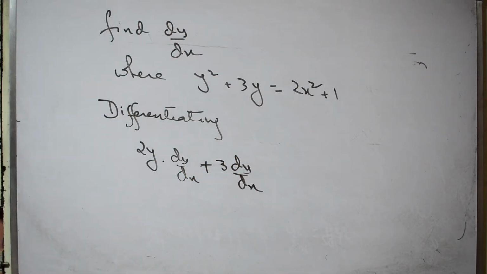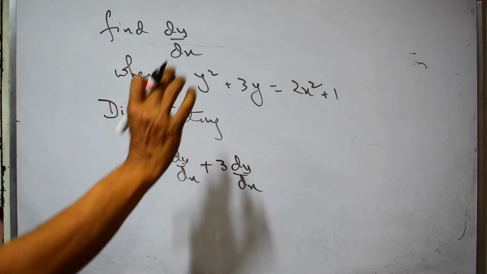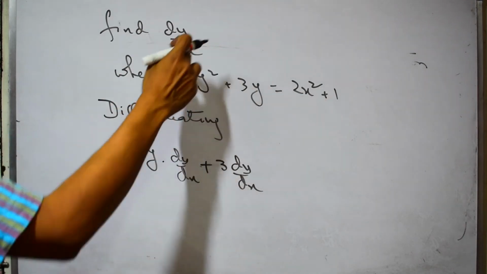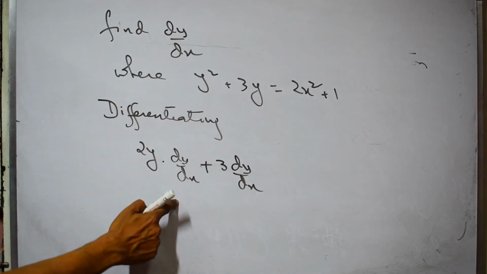This is the left side differentiation. Why does differentiation require dy/dx? Because you cannot treat y as directly a function of x. This y² + 3y is a function itself in terms of y. So we differentiate and multiply by dy/dx.